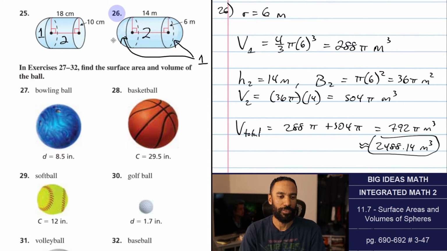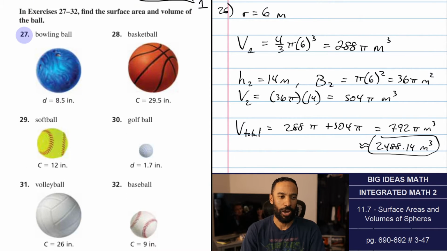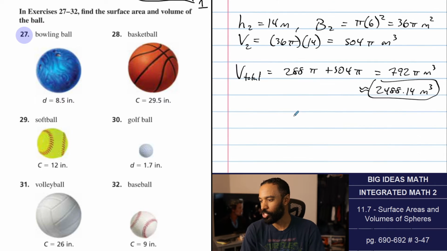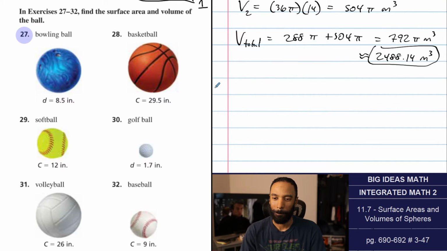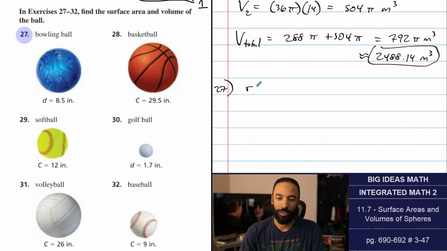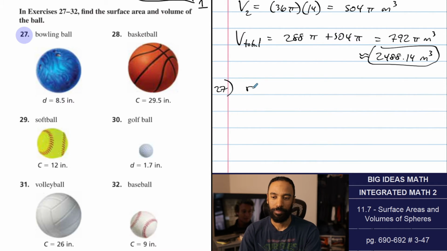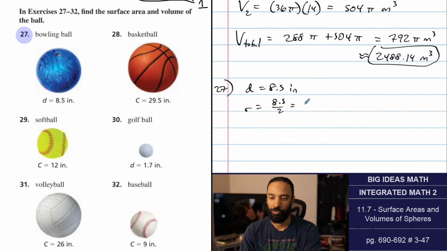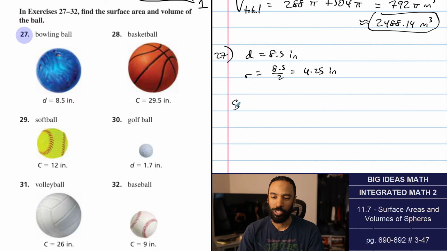In exercises 27 to 32, find the surface area and volume of each ball. I guess this is how we get to put everything in real world terms or applications, especially if they actually measured these things appropriately. I could tell you the softball circumference is correct. Anyway, the bowling ball has a diameter of 8.5 inches. So if the diameter is 8.5 inches, then the radius will be half that diameter, which is 4.25 inches. We have to find both the surface area and volume. Let's start with surface area.